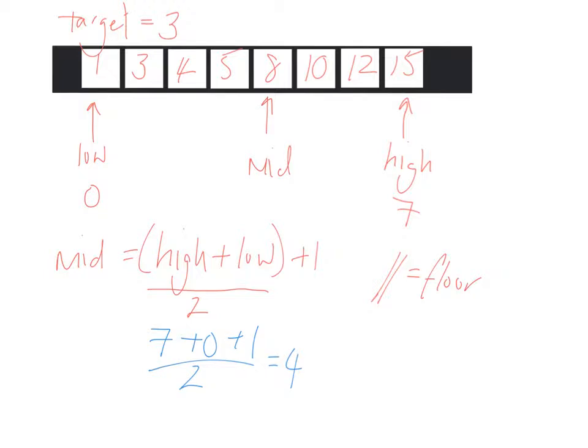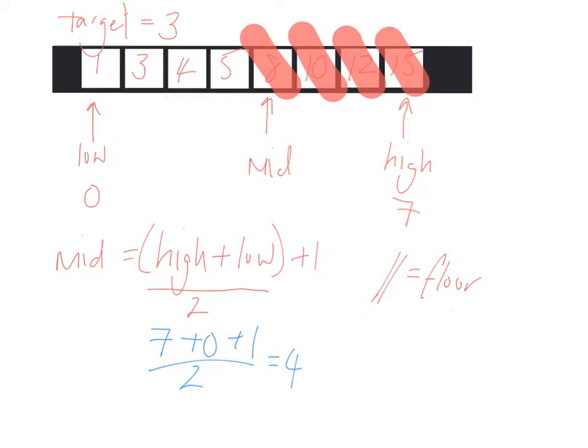And then what we do is we compare the target to the value of the array at the point of mid. Okay, so is 3 equal to 8? No, it's not. So we haven't found our target. But now we can dispose of one half of the list by just saying, is the target higher or lower than 8? Well, it's lower. So if we know it's lower, we can get rid of 8 because we've tested it, 10, 12, and 15. And that significantly reduces the search space.